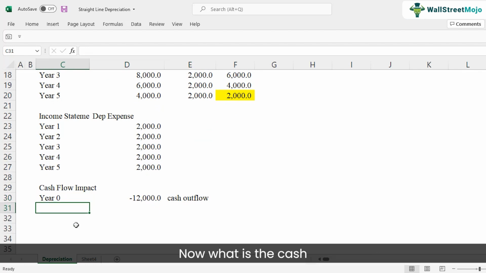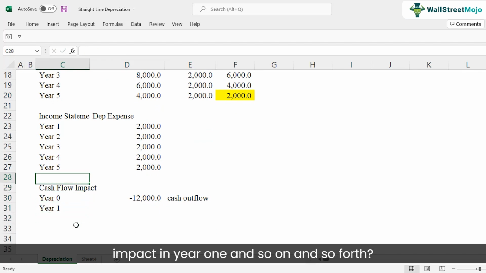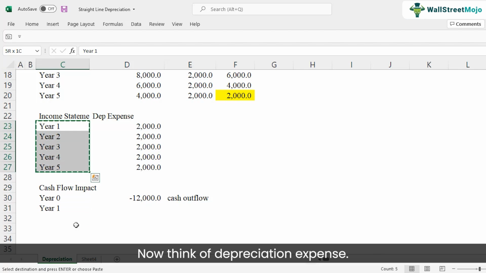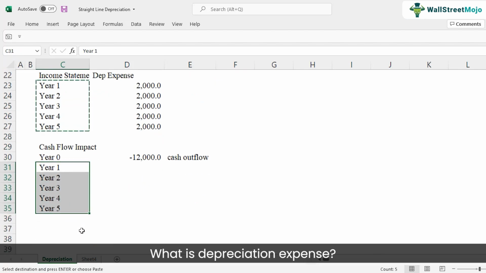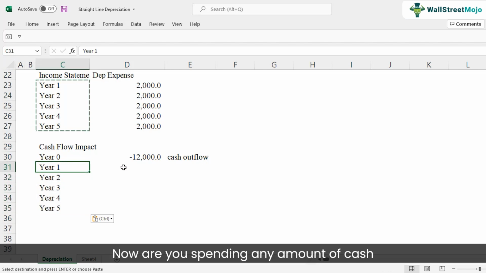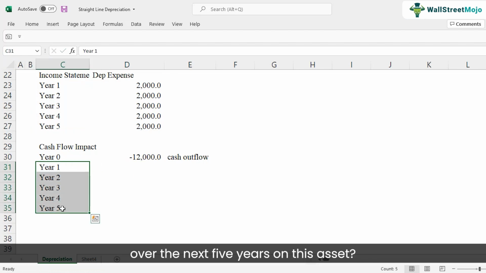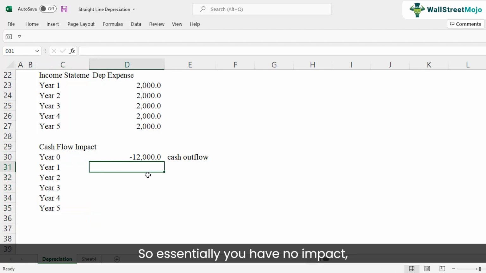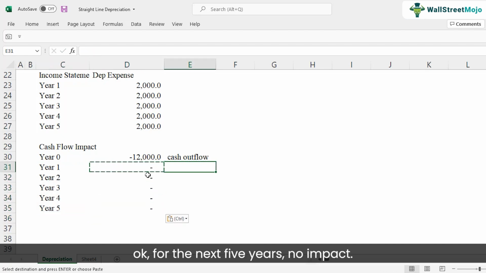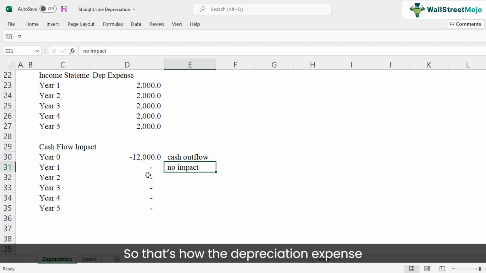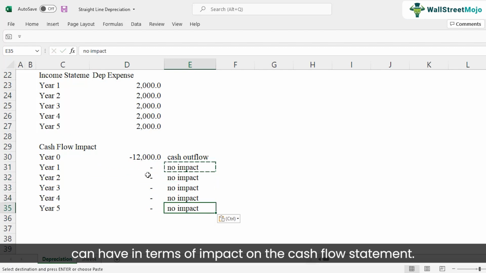Now, what is the cash impact in year one and so on? Think of depreciation expense. What is depreciation expense? It's a non-cash expense. Are you spending any amount of cash over the next 5 years on this asset? No. So, essentially, you have no impact. For the next 5 years, no impact. So, that's the impact the depreciation expense has on the cash flow statement.